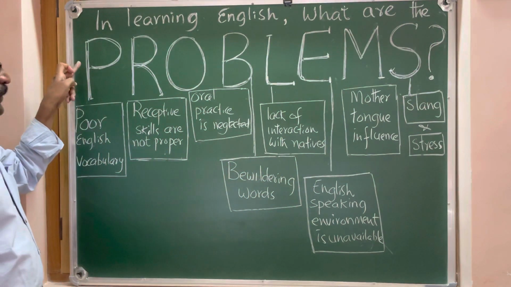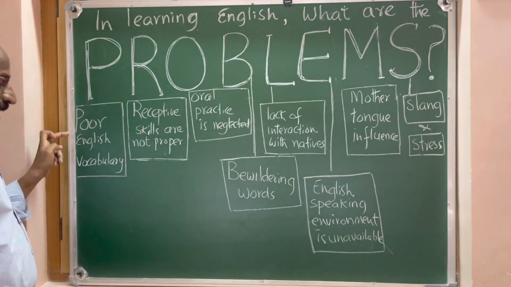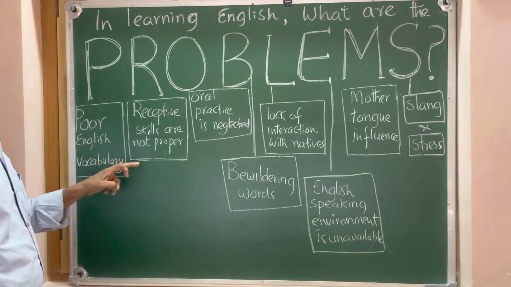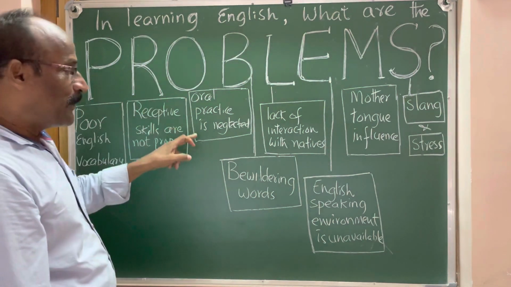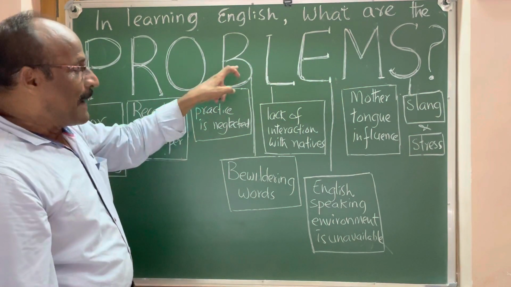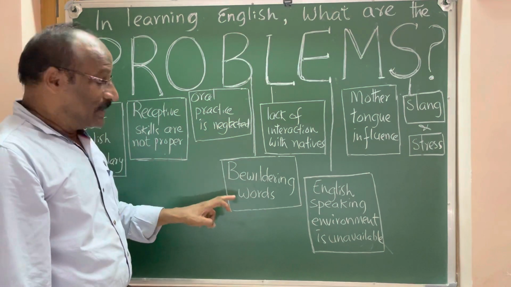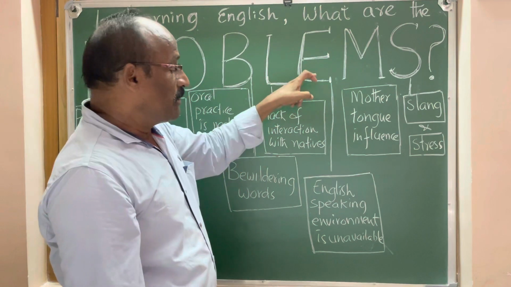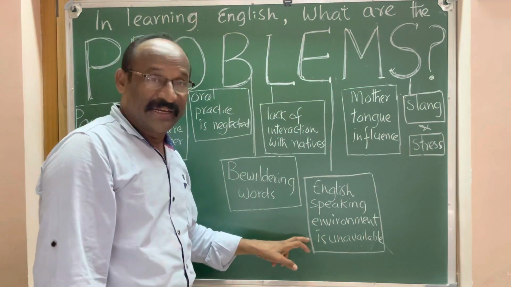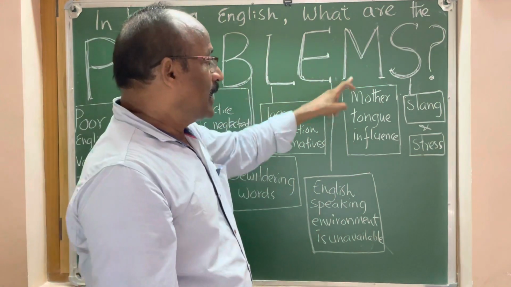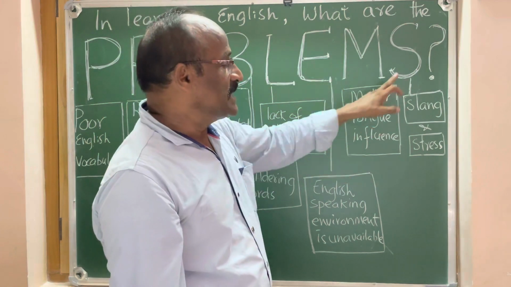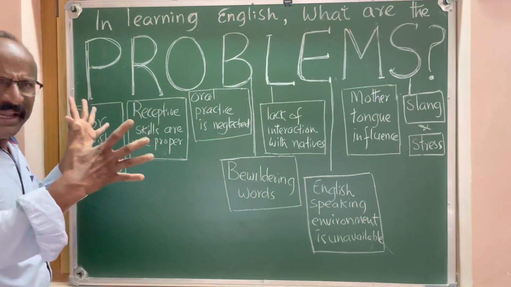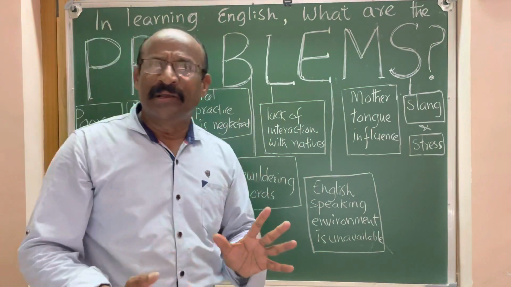The first letter P stands for poor English vocabulary, O for receptive skills are not proper, R for oral practice is neglected, B is bewildering words, L for lack of interaction with the natives, A for English speaking environment is unavailable, M for mother tongue influence, and S for slang and stress. These are the main problems in learning the English language.